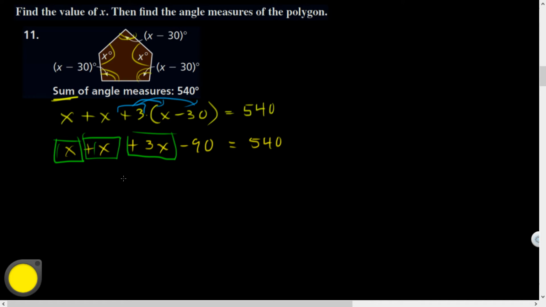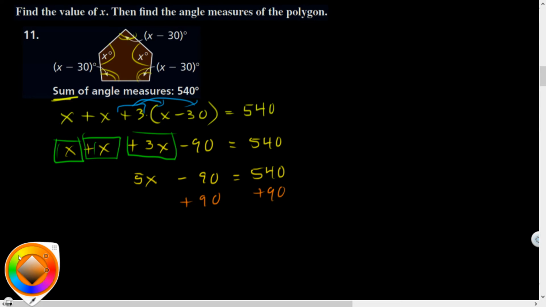3 plus 1 is 5 x's. Yeah, there are 3x terms, though. You're right. Equals 540. And now I can solve normal. We'll add 90 to both sides. I might start reaching for a calculator here. We'll see. Maybe not. I might be able to get away with it.